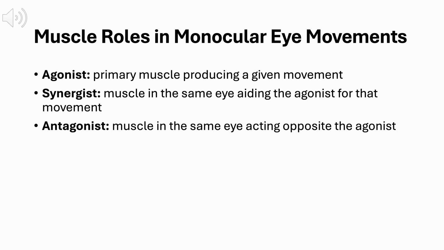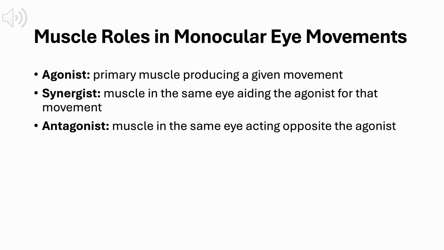This slide defines the roles that different muscles play during monocular eye movements. The agonist is the primary muscle responsible for producing a specific movement. When an eye moves in a given direction, the agonist is the muscle doing most of the work. A synergist is a muscle in the same eye that assists the agonist in producing that movement. Synergists contribute additional force or help refine the direction of motion.